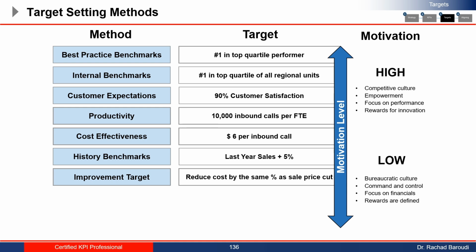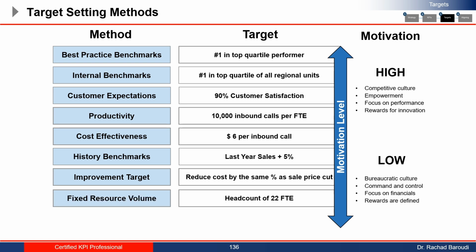Improvement target. Reduce costs by the same percentage as the sale price cut. We used to receive this direction when I worked for Honda of Canada Manufacturing, where we were asked to drop the cost every year by 5%. And this is every single department. Why 5%? Because they need to pay extra salary of 2% every year. Also, inflation is around 2 to 3%.